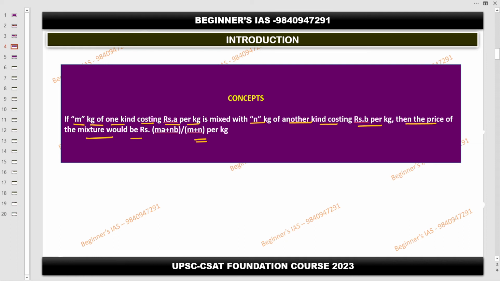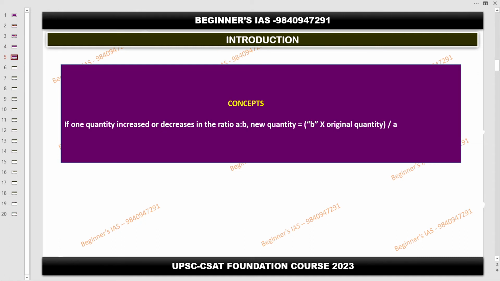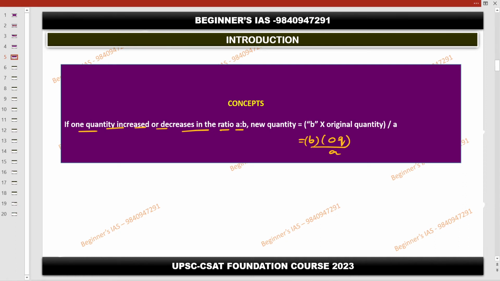Then by using the alligation method also we can do these things. Now, if one quantity is increased or decreased in the ratio A is to B, they will ask you to find out the new quantity. The new quantity is equal to B into the original quantity by A. A and B are already given, and they will give you the original quantity. Then substitute in this, and you can easily find the solution.